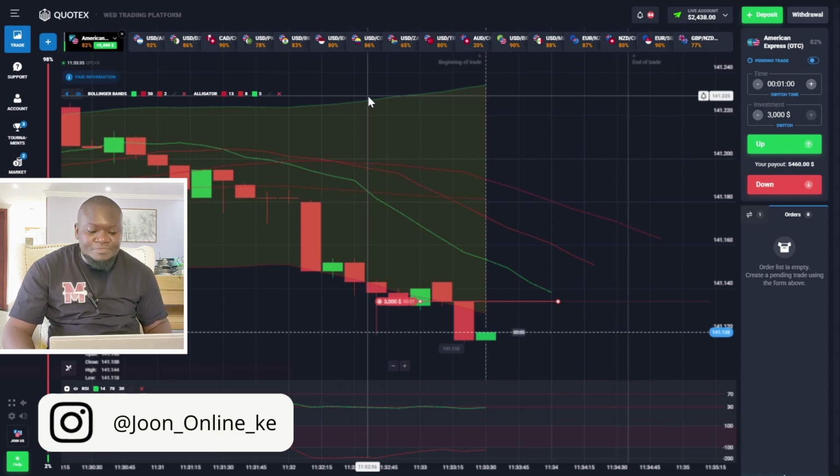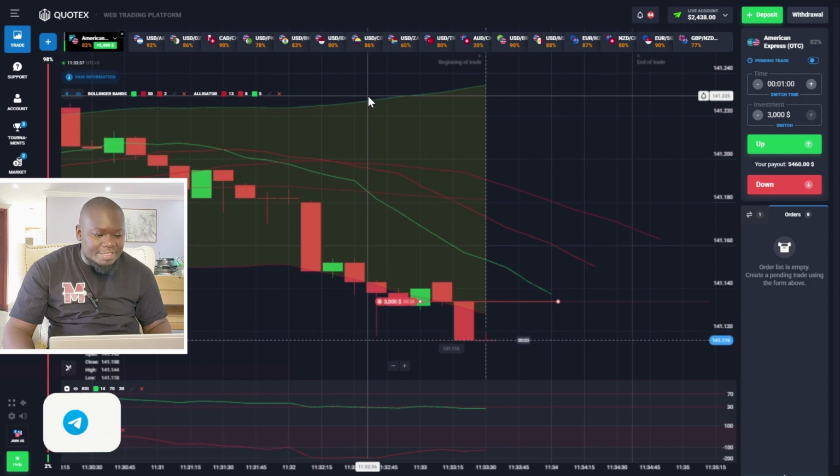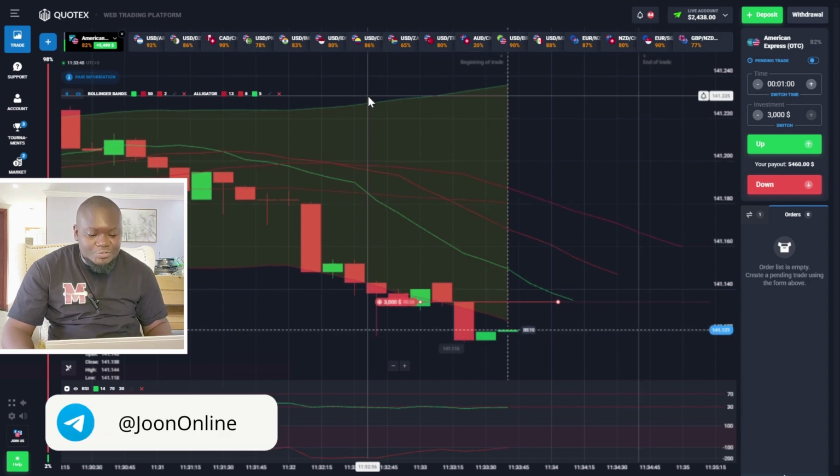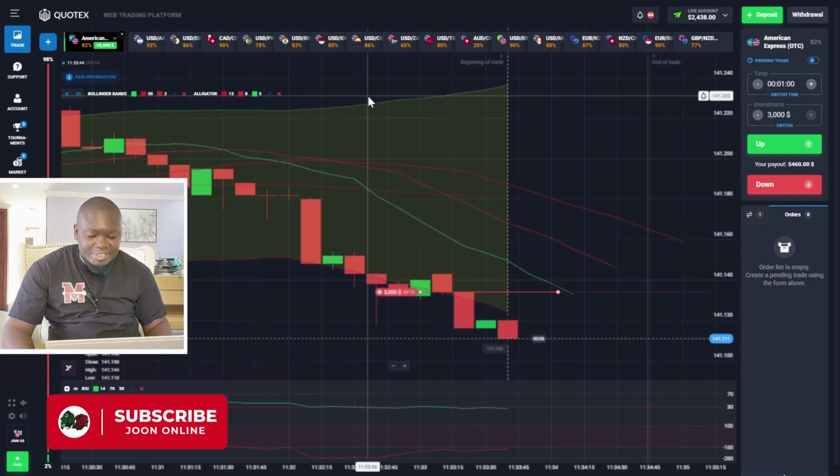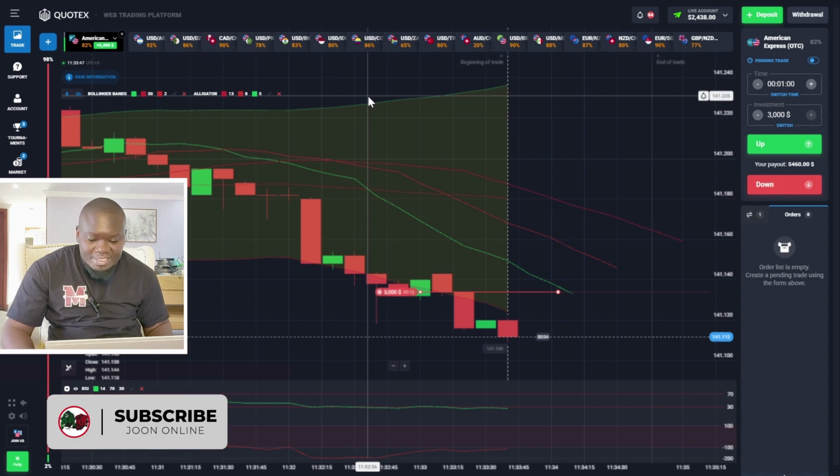Again, remember, we are trading at 3 p.m. Kenyan time, East African time. So in case you want to trade in Quotex and you are in Kenya, that is the best time to trade. Also make sure that you look at the volatility of the market.